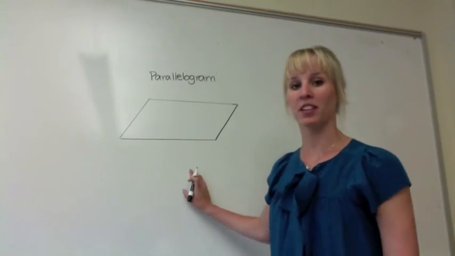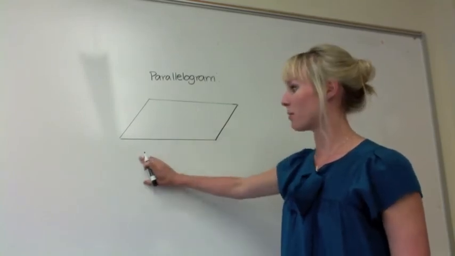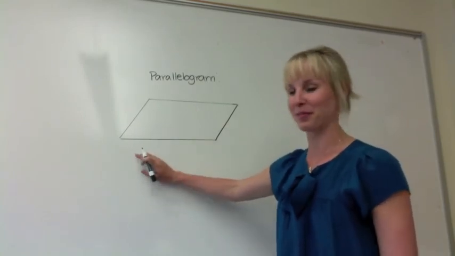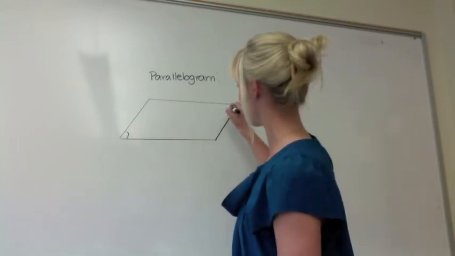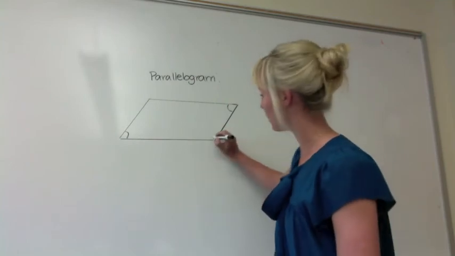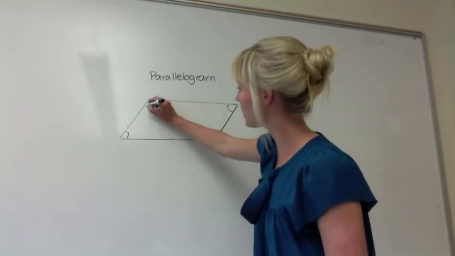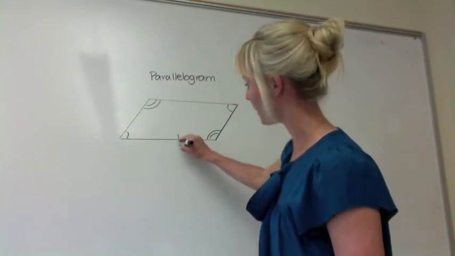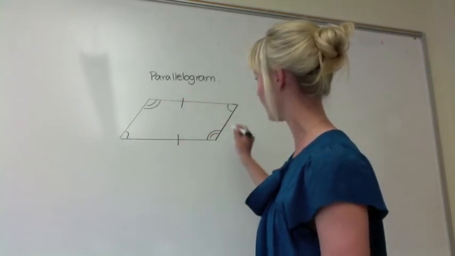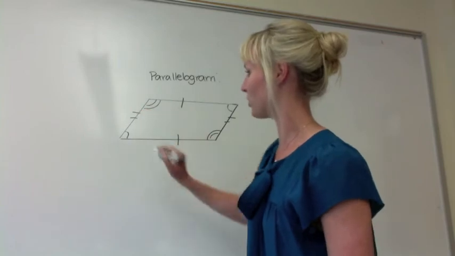Here's an example of a parallelogram. It may not be drawn to scale, but I'm telling you right now that it is a parallelogram. Parallelograms have opposite angles that are congruent. So this angle is congruent to that angle, and this angle is congruent to this angle. And it also has opposite sides that are congruent. So this side length is congruent to that side length, and this side length is congruent to that side length.